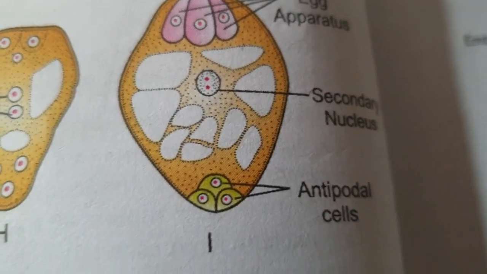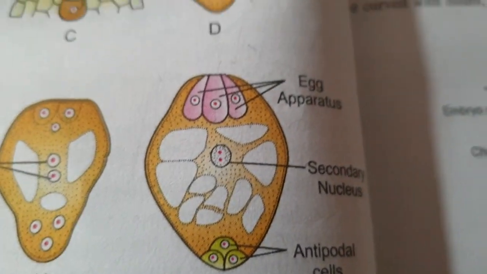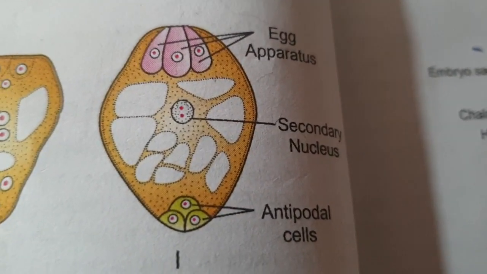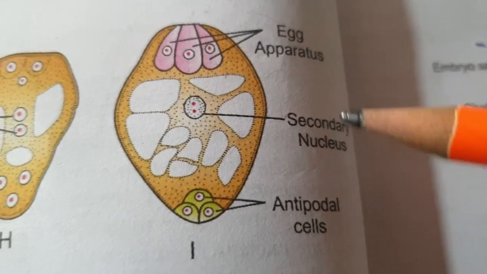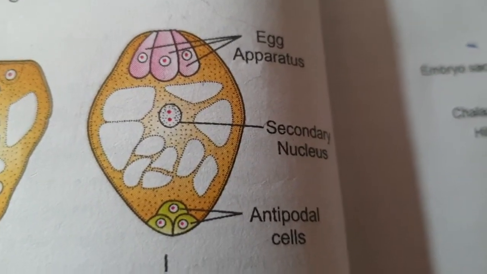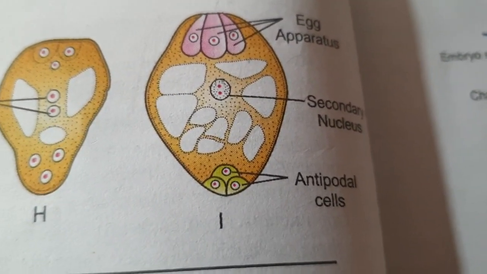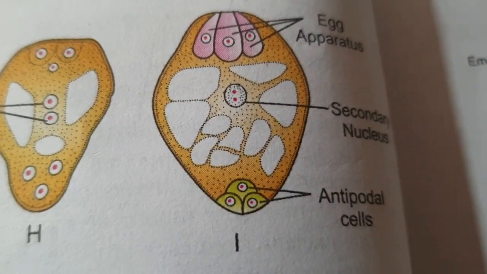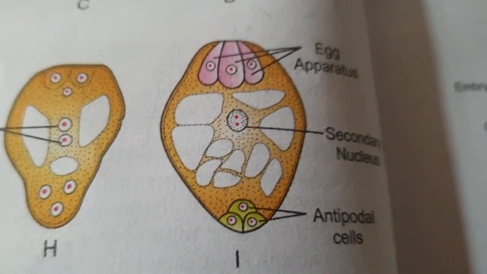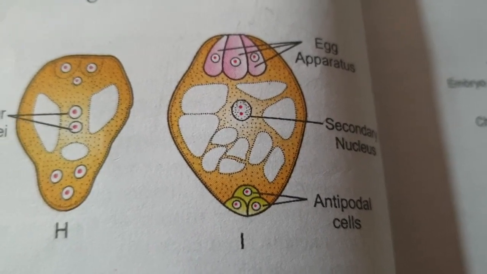The process is very simple. The megasporogenesis and megagametogenesis are linked to one another. Hope the videos are clear to you. These processes are simple. Go through the notes, and it will be easy for you to understand.